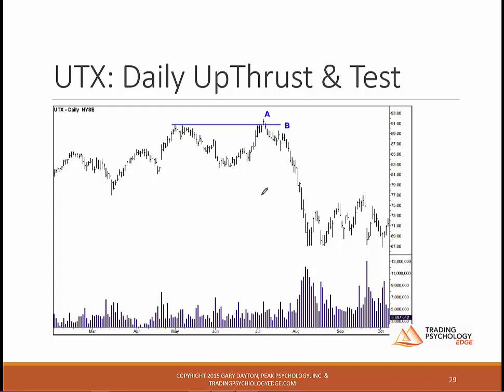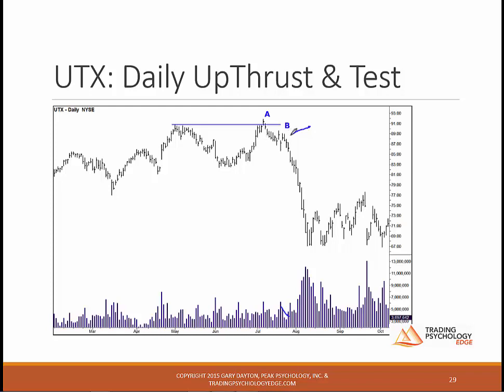Okay? So we also have at B a no demand test. We can see the volume dries up as the market tries to rally up and fails. Or what is known as a last point of supply, where the rally is meeting selling. So in the upthrust we have a last point of supply because the upthrust itself is a sign of weakness and the last point of supply.